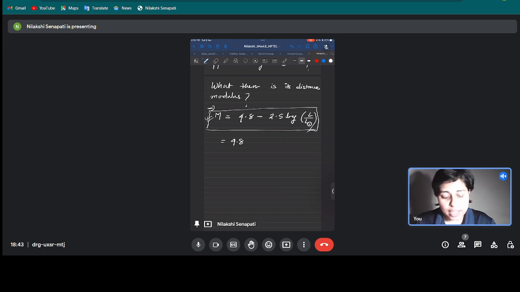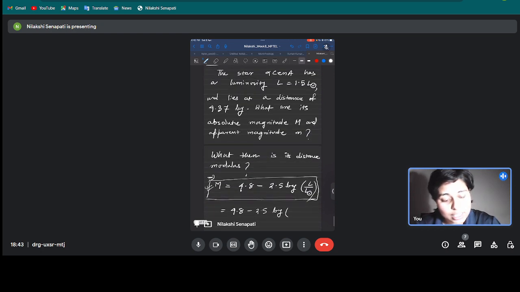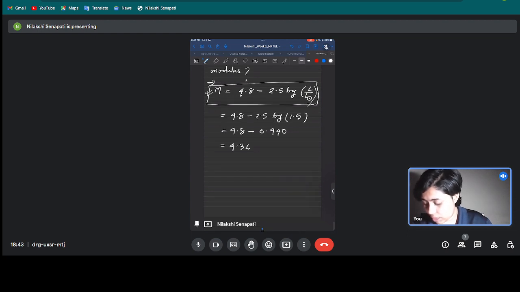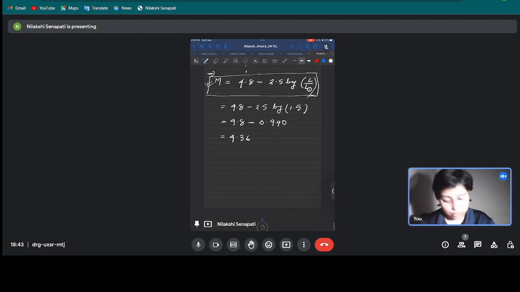So if you get that, then you can substitute. It is told that L is equal to 1.5 L sun, then it will be 4.8 minus 0.440, that is equal to 4.36. So we have calculated the absolute magnitude.